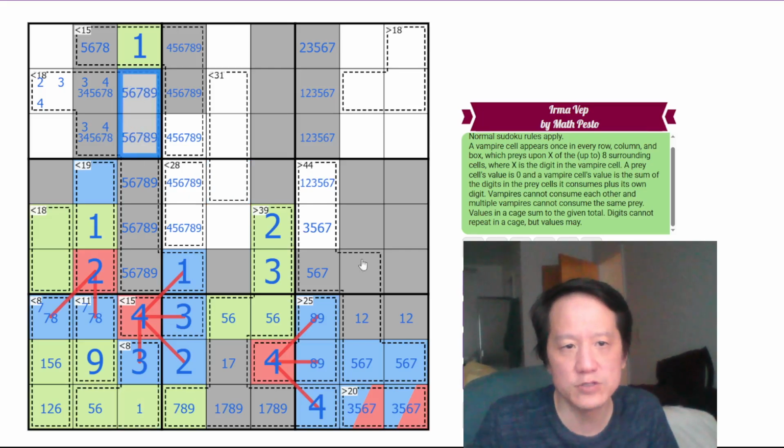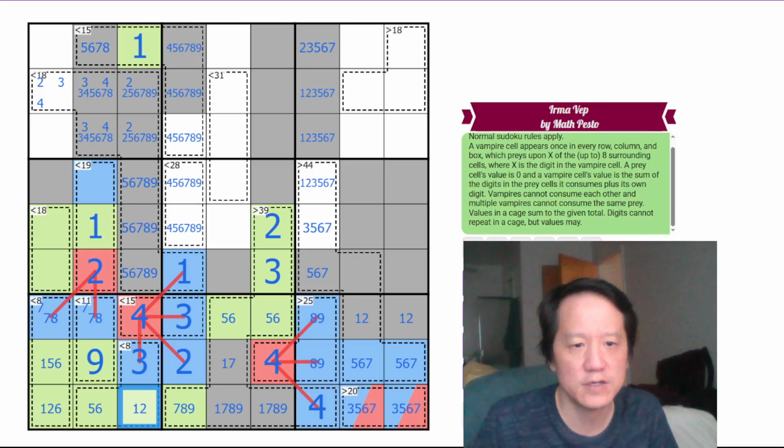None of these can be 2 then. Where is the 2 in this cage? It has to be here. So this is 2. This is not 1. This is 2, which forces this to be 5. This becomes a 1-6 pair, adding up to 7. This is a 2, so none of these can be 2.